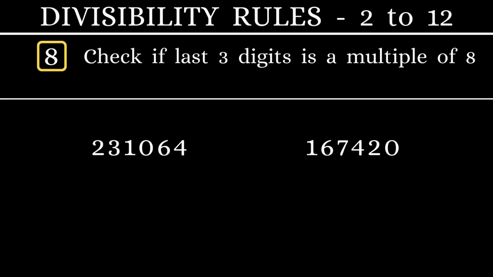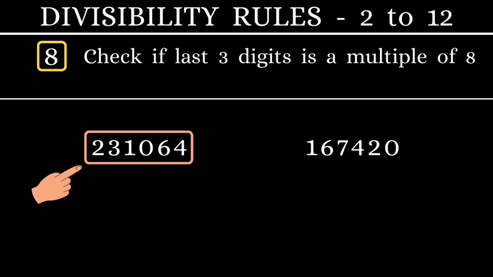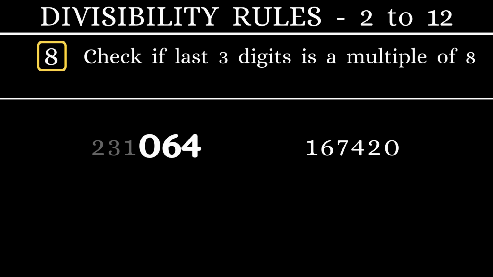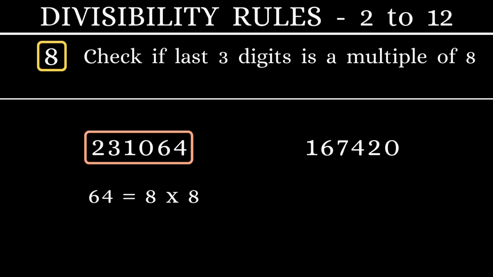First example, 231064. Let's consider the last 3 digits. 0, 6, 4. 64 is a multiple of 8. So, the given number is divisible by 8.